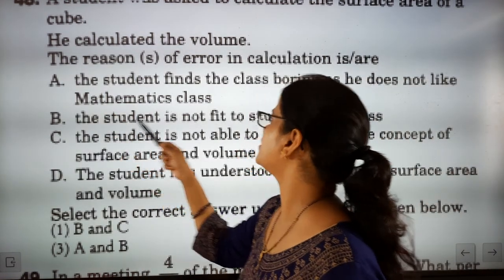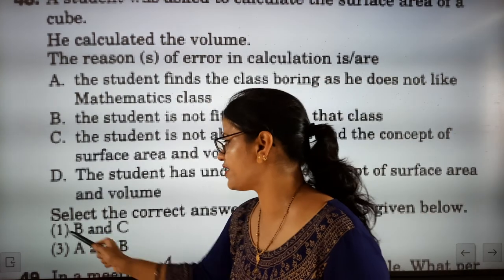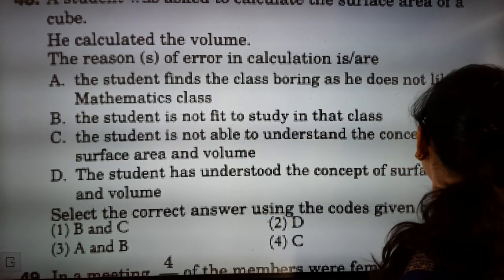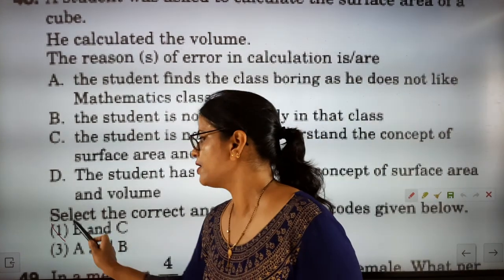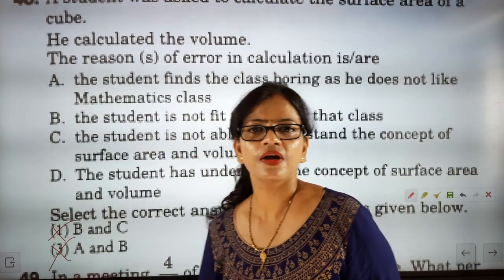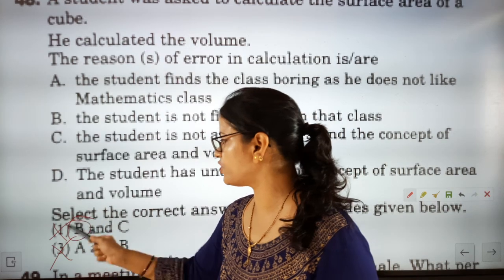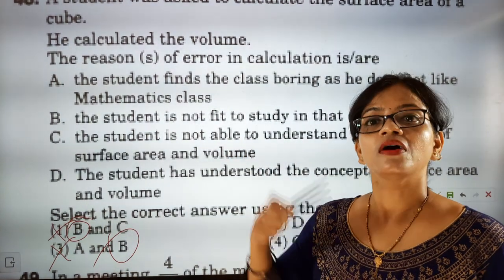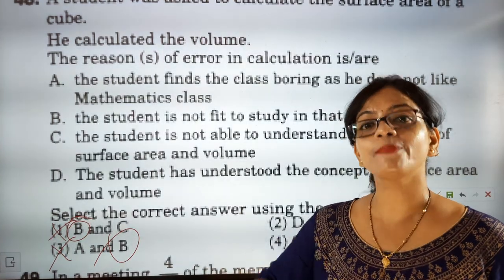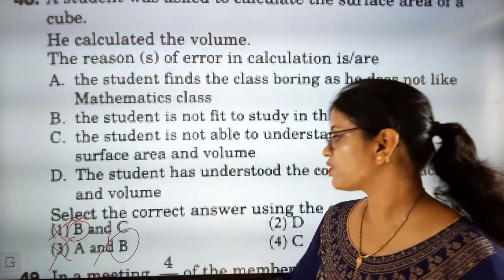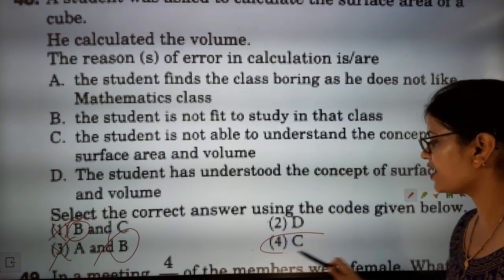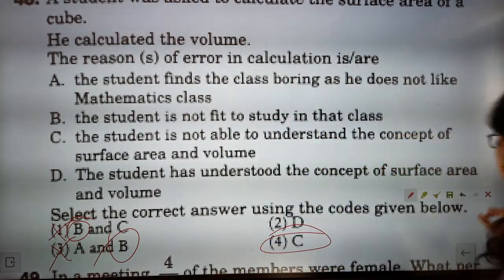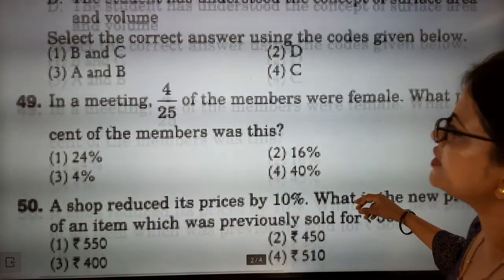Now A and B: student is not fit for study, so B will never be the answer. Wherever B is there, you cancel that part. B is a very demotivating option, because it says the child is not fit for a class. Why is the child not fit for a class? The child is fit for a class, but he has not got the proper training because of that. So he has not understood the concept, that's why he is making mistakes. Okay, so this answer D will be the answer.